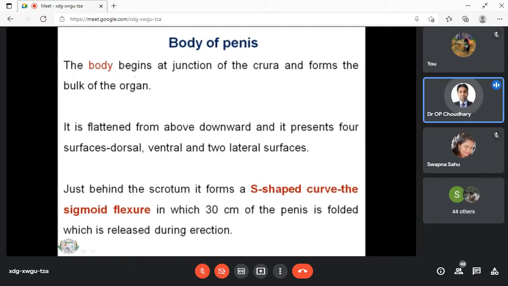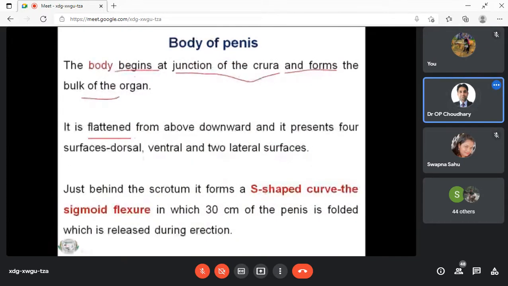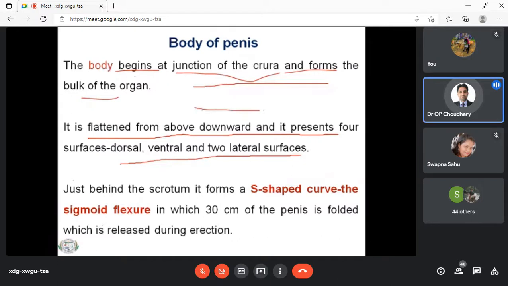Then the body of the penis begins at the junction of the crura and forms the bulk of the organ. You can see, bulk of the organ means the major part of the penis is formed by the body of the penis. And it is flattened from above downward, and it presents four surfaces: the dorsal surface, the ventral surface, and two lateral surfaces. How? You can see here, this is the penis. So this surface is the dorsal surface, this surface is the ventral surface, and on either side there will be two lateral surfaces.